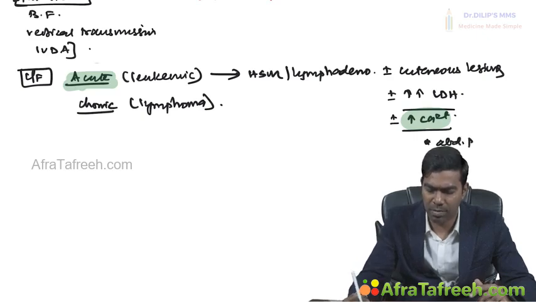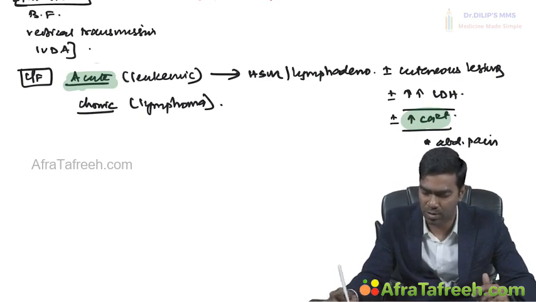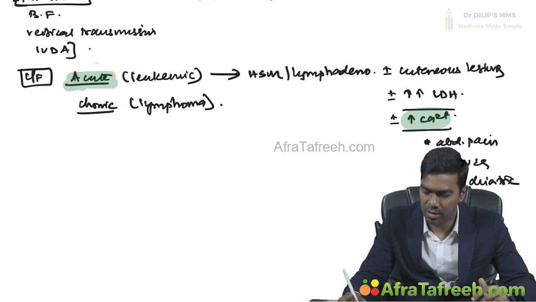hypercalcemia may result in abdominal pain because of peptic ulcer like hyperparathyroidism. They can result in nephrocalcinosis, stones and groans, isn't it? Psychic moans, psychiatric possibilities, and bone lesions. Remember, all these things can also be seen in hyperparathyroidism. So all these things can be seen, that is because of hypercalcemia. Clear? So this is how they present.